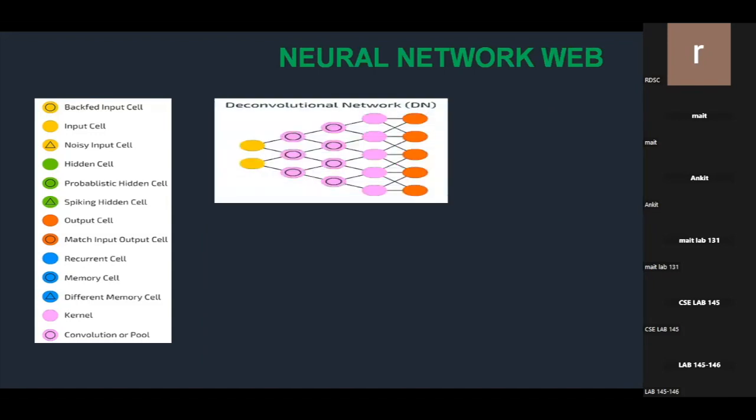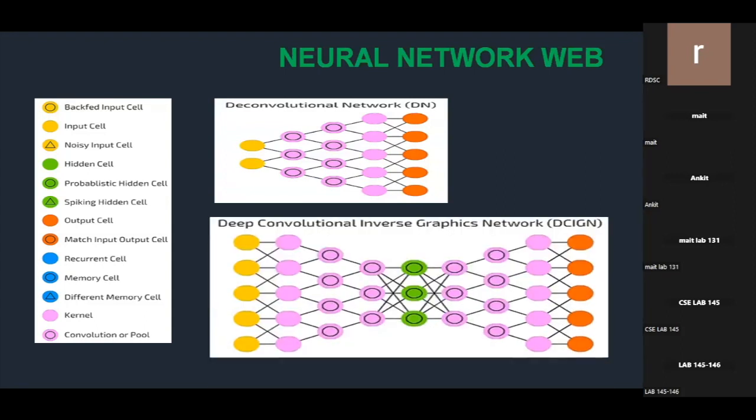Once you are done with the convolution, we will move towards the deconvolution operations, which again is used in the autoencoder family and in segmentation problems. Then we have the inverse graphics network. This is proposed by, I think, Google, to handle problems associated with graphics, to generate new images, like your GAN model.